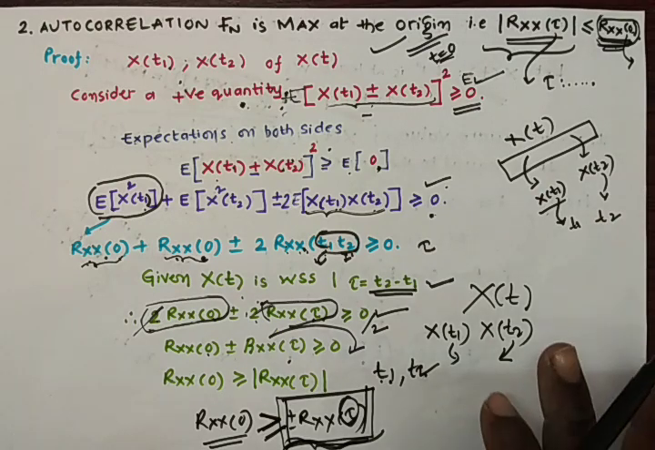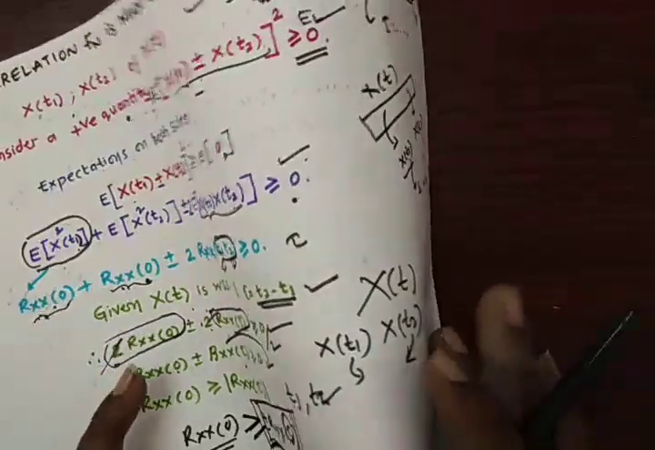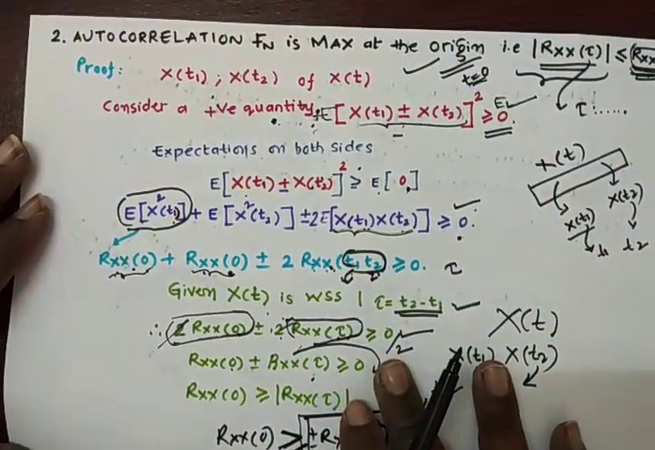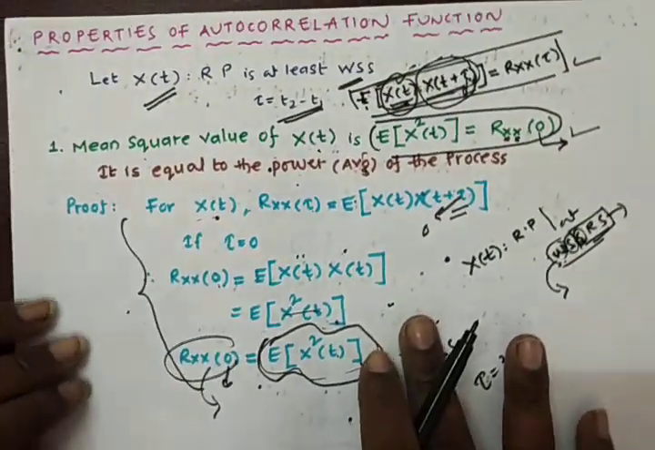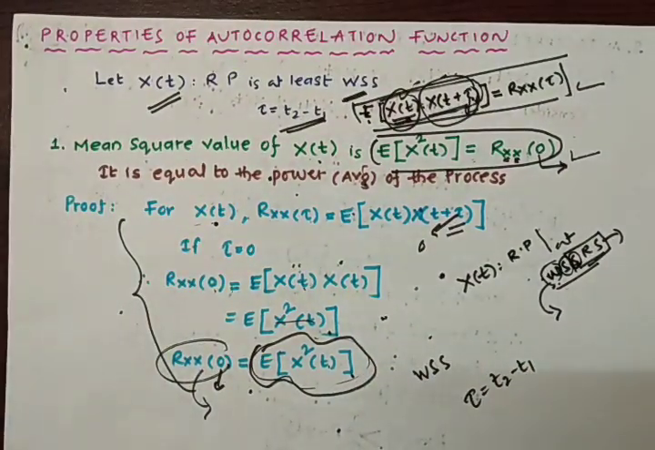Likewise you can go through the remaining properties. In the next class I am going to talk about some other properties. In total we will have nine autocorrelation properties, of which we have discussed two, and I will give the names of all nine. The first one is the mean square value, and the second one is about the maximum of the autocorrelation function. The next one is we have to prove whether the autocorrelation function is an even function or an odd function.